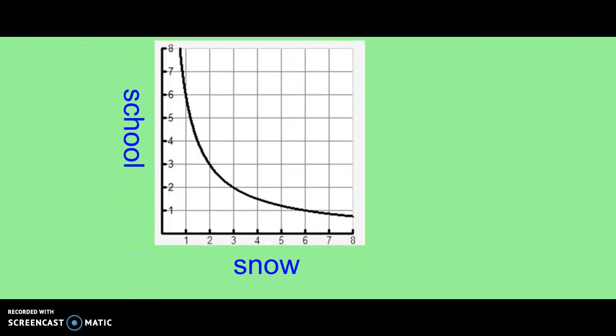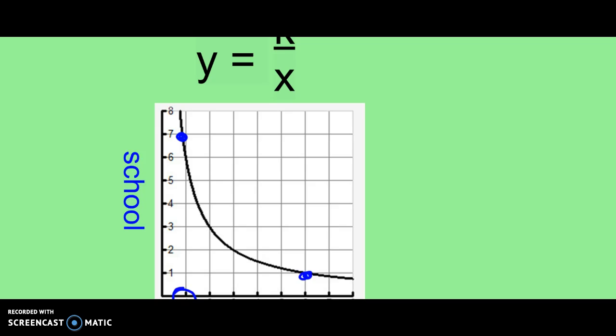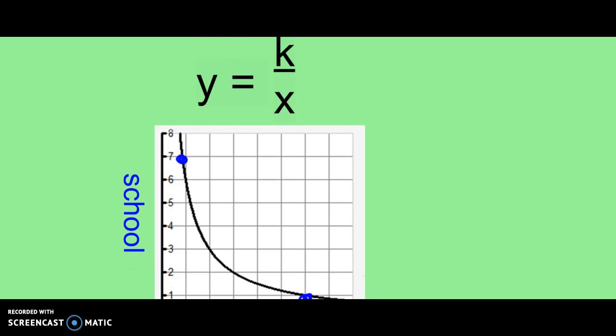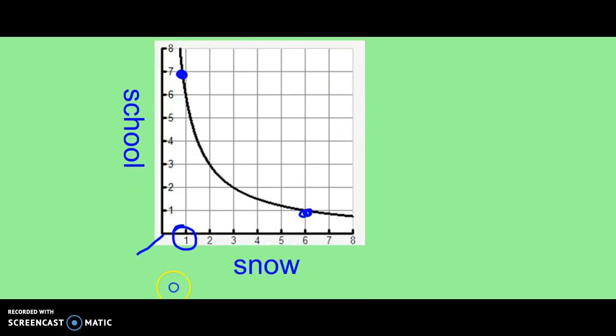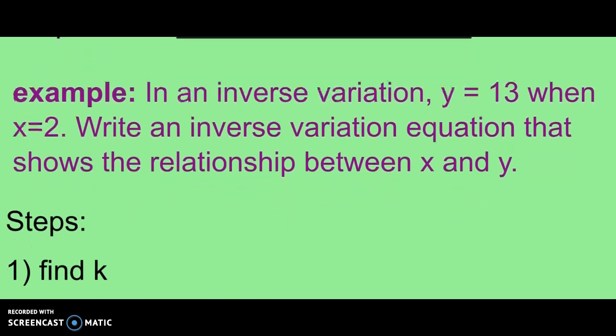The amount of school we go to is inversely proportional to the amount of snow we have, right? If we have a lot of snow, we don't go to school. If we have a little bit of snow, like a little tiny bit, we might be in school. If we have a lot of snow, probably not going to be going to school. All right, so it goes and avoids the origin, whereas a direct variation goes through the origin. So let's play around with this. We've got an inverse variation.